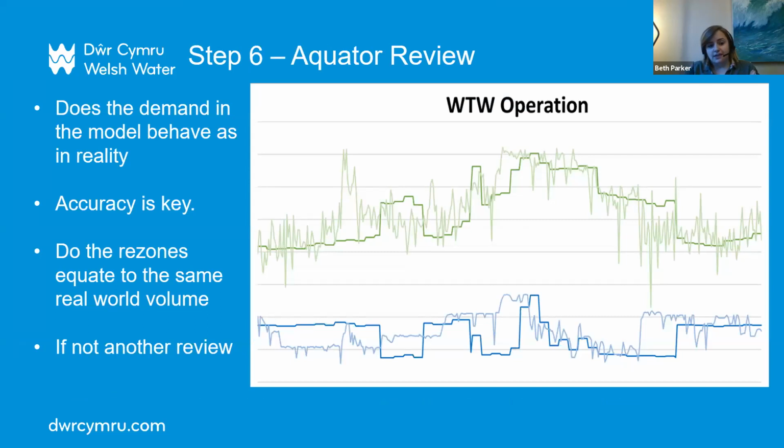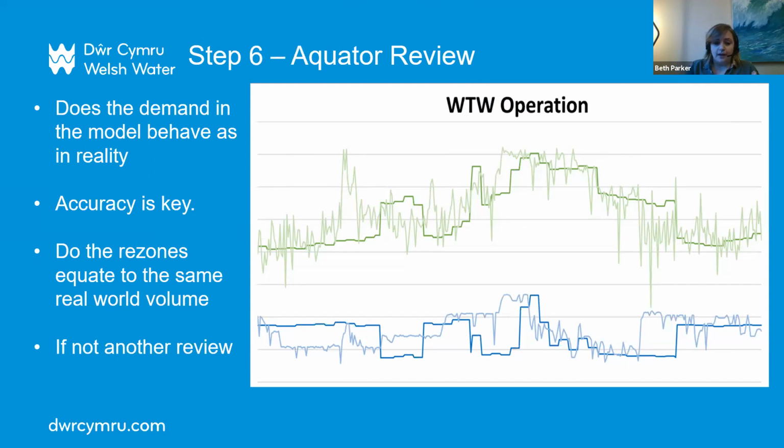So then we input this data into Aquator. And Aquator is a water resource model software, as I previously described. So here in this graph, you can see water treatment works operations. So this is the 2 water treatment works within the Mid and South zone. At the top on the green line, you have a very spiky line, which is the realistic actual data of 2018 throughput of the water treatment works.